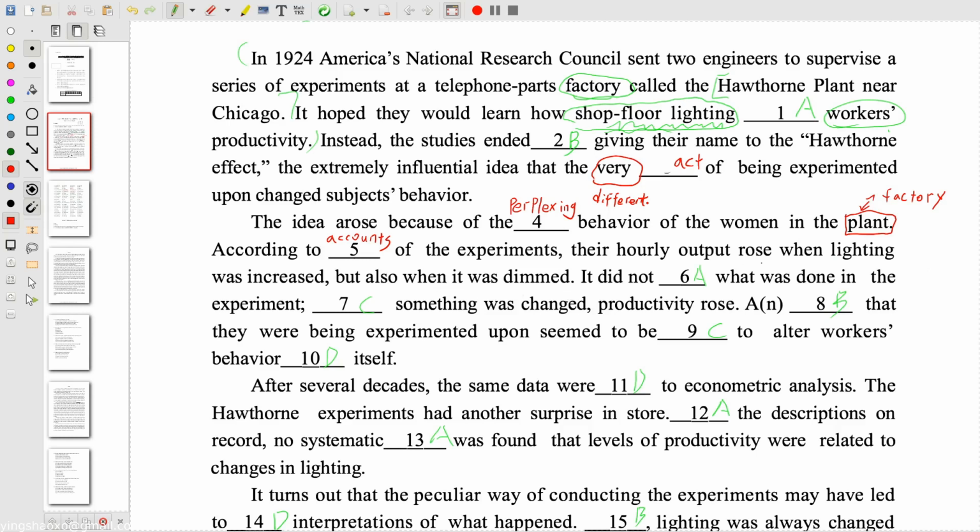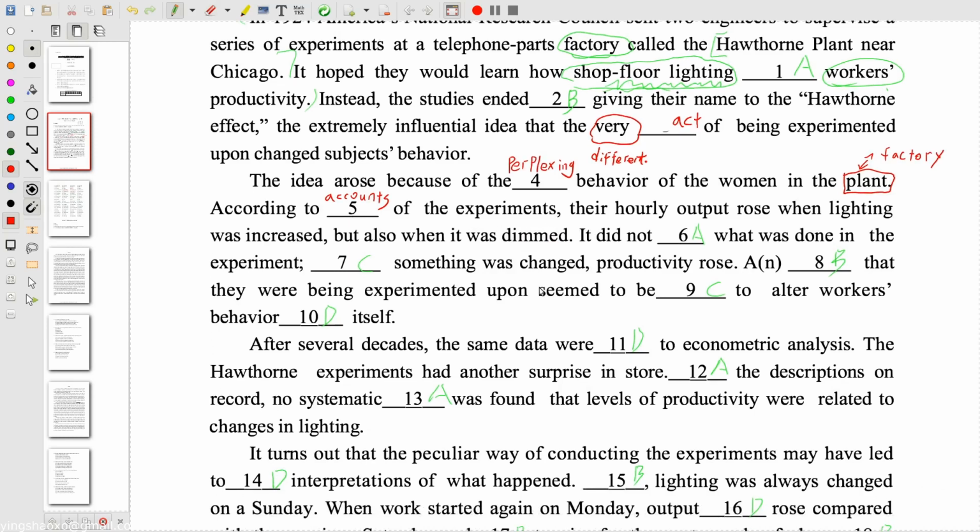In other words, no matter whether the lighting was increased or dimmed, the workers would always increase their productivity. So this experiment turns out to be nothing. It has nothing to do with the lights.